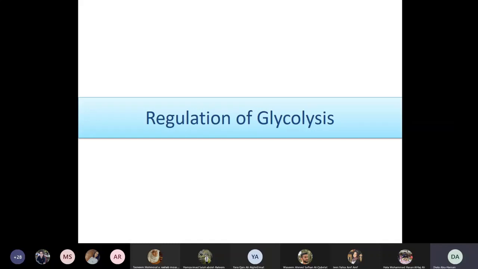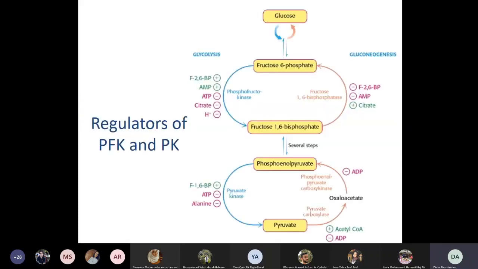So let's now talk about the regulation of glycolysis. Before we start into these details, let's quickly revise the reactions of the pathway. We start with the glucose molecule, and then we phosphorylate it to glucose 6-phosphate. Then we isomerize it to fructose 6-phosphate. And then we add another phosphate to become fructose 1,6-bisphosphate.